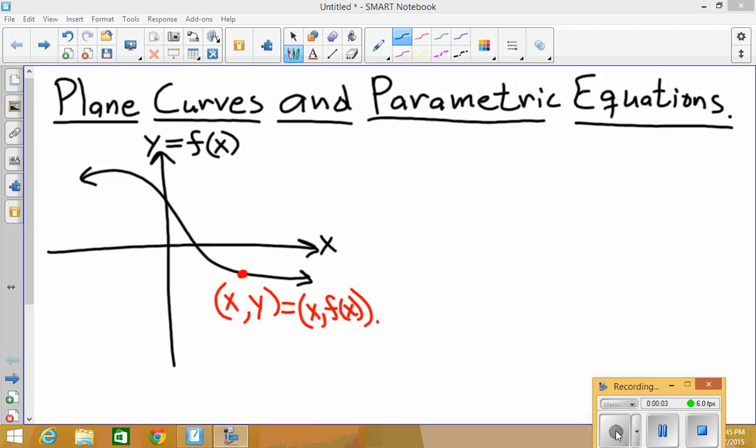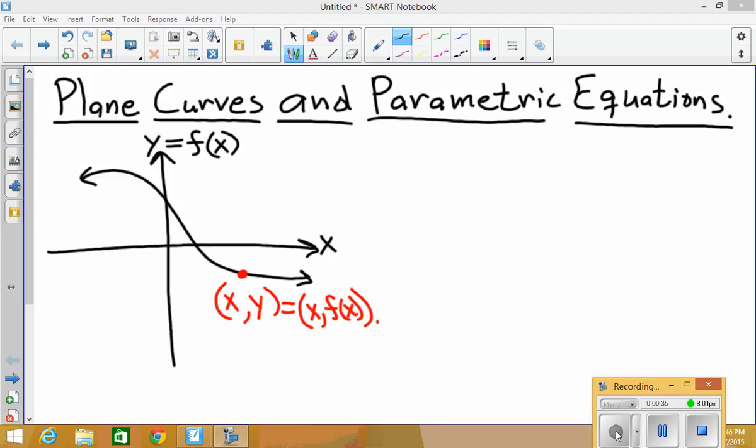This lecture will concern plane curves and parametric equations, including a small bit of motivation, the definitions involved, and a quick example of sketching the graph of such a curve. Oftentimes we have been dealing with or studying curves on the two-dimensional Cartesian coordinate plane, the xy plane, if you will, where y is a function of x.